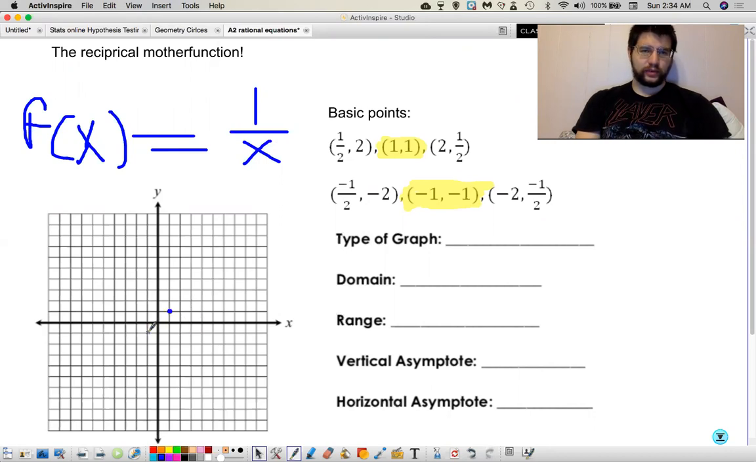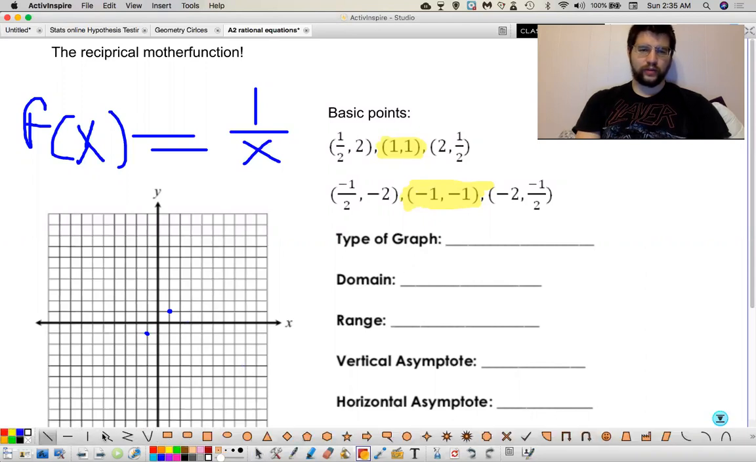You've got your basic points here. The most important ones are (1, 1) and (negative 1, negative 1). And also, if you can follow your asymptotes, you don't really have to worry too much about the other points. You will have an asymptote at y equals 0 and x equals 0. And of course, whenever you do shifts, those will move.